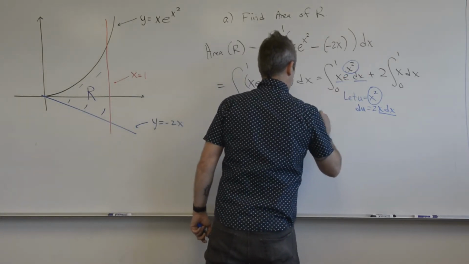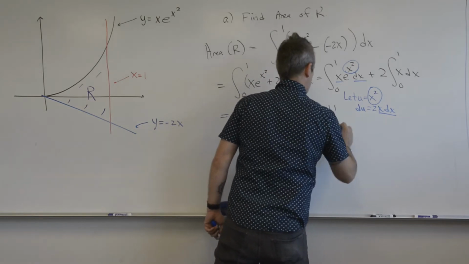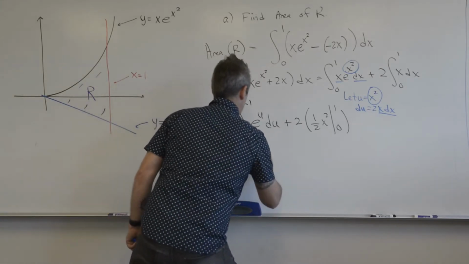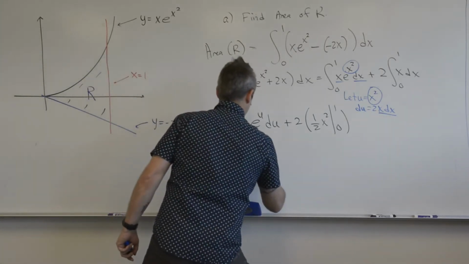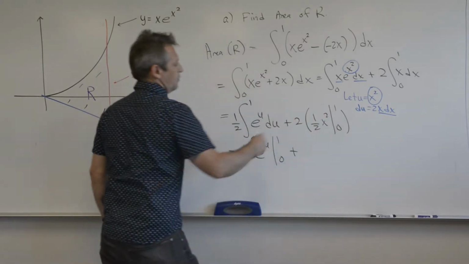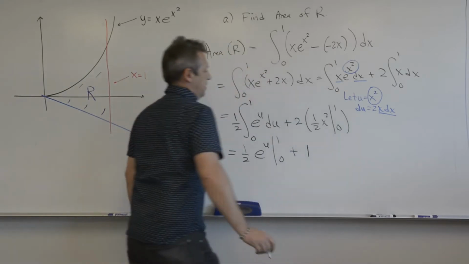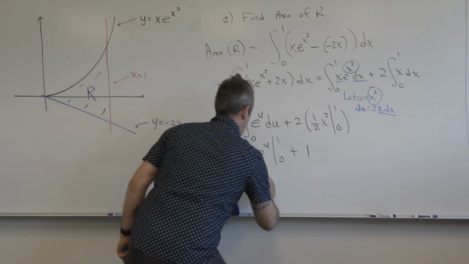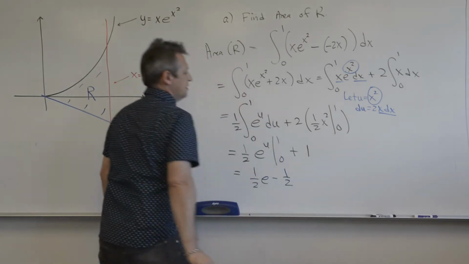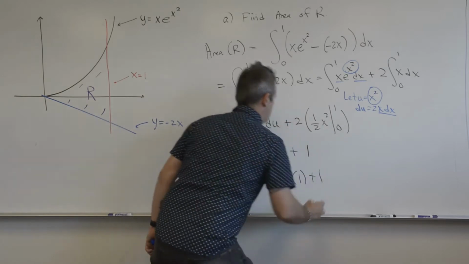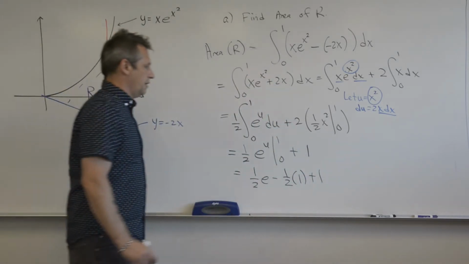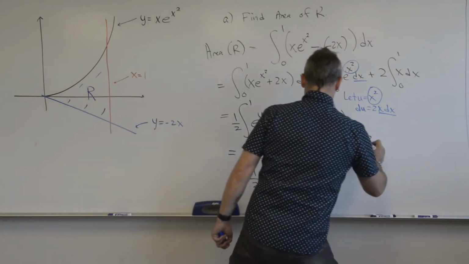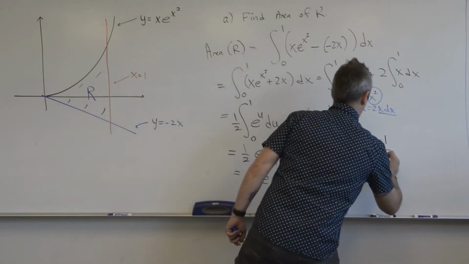So this is 2 times 1/2 x squared from 0 to 1. This ends up equaling 1/2. The antiderivative of e to the u is e to the u, evaluated from 0 to 1, plus, and when I plug in here, I just end up getting 1. This becomes then 1/2 e minus 1/2 e to the 0, which is 1, plus 1. So altogether, I think we find out that the answer is e minus 1 over 2.